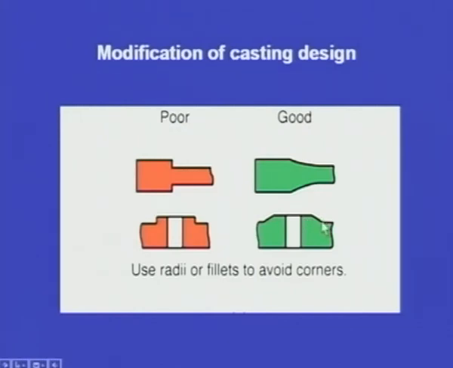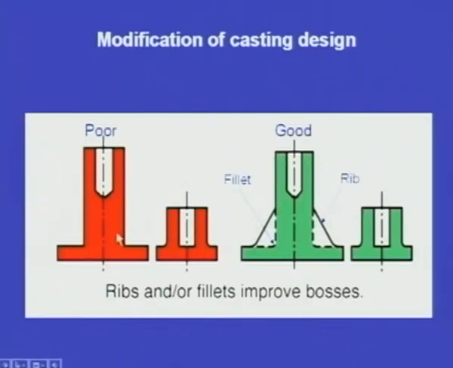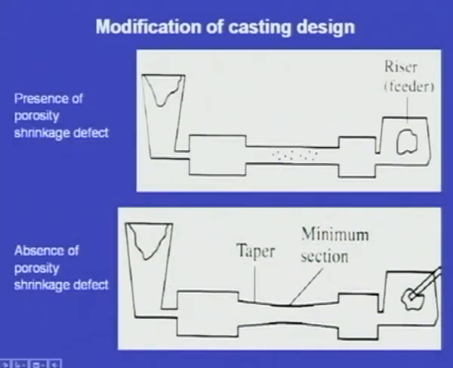This is better, and here also we can see there is abrupt change in the casting design, and this is poor, and here we have used a rib, and also there is a fillet. This is good design. So, by modifying the design, we can prevent shrinkage cavity. And here also, because of this thin section, there is possibility of shrinkage cavity, and here we have tapered it, so that the shrinkage cavity will be prevented.